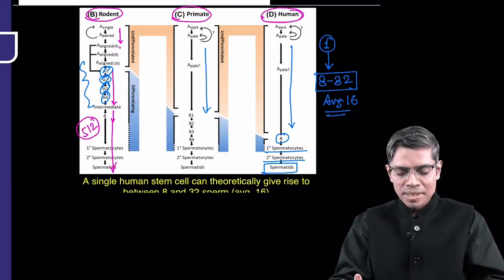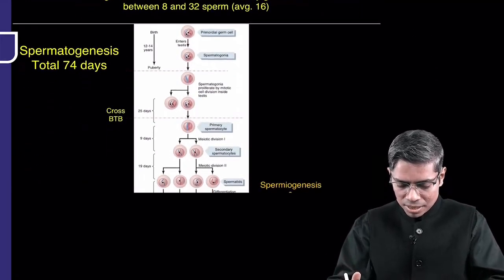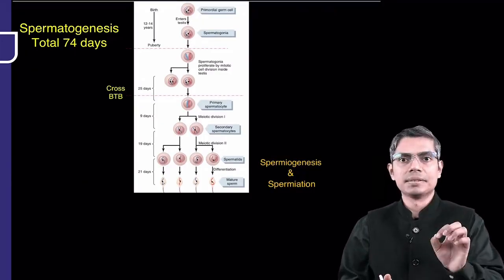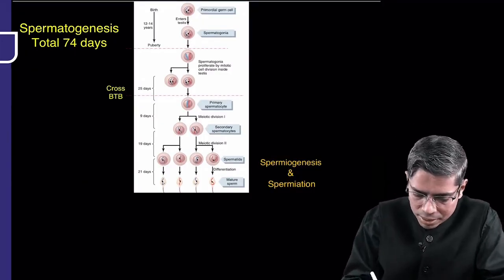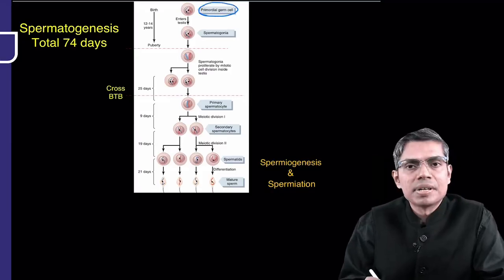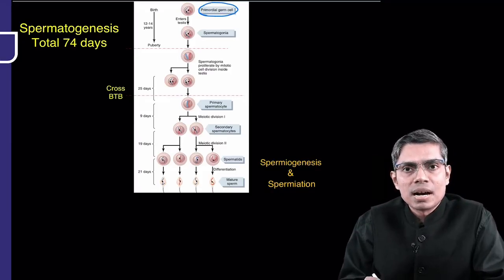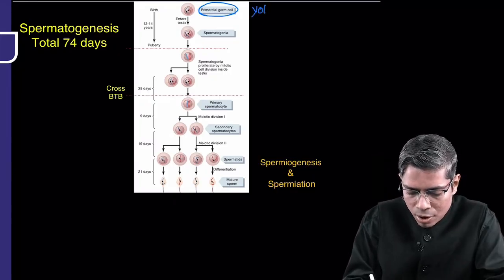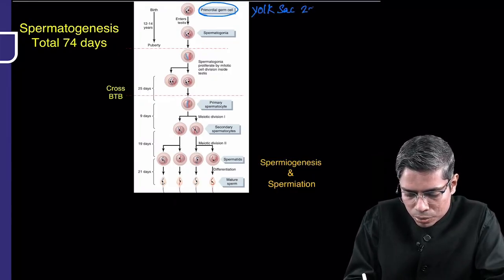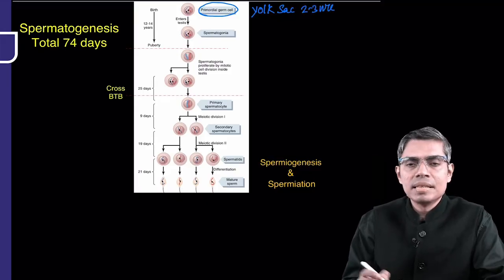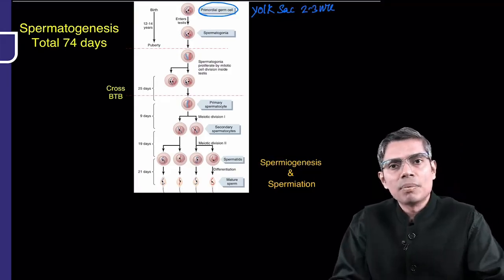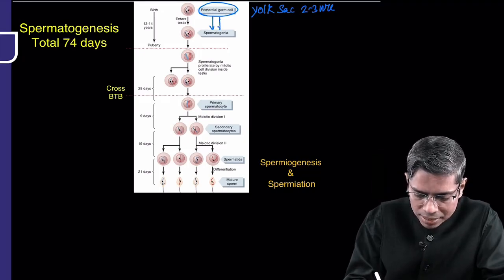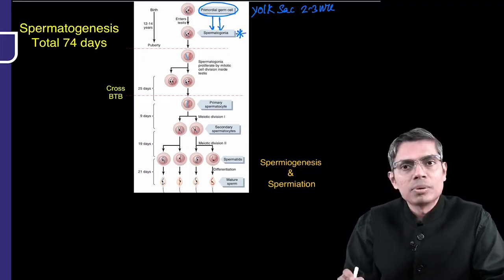So please remember that in case of human, the steps are very, very simplified. The same thing has been given in Guyton. Right, so you can find out here the primordial germ cell, that is the undifferentiated germ cells which are identified at the level of yolk sac in and around 2 to 3 weeks of gestations. They will migrate to the level of testis, right? So it is migrating, okay, and then it is forming the spermatogonia.